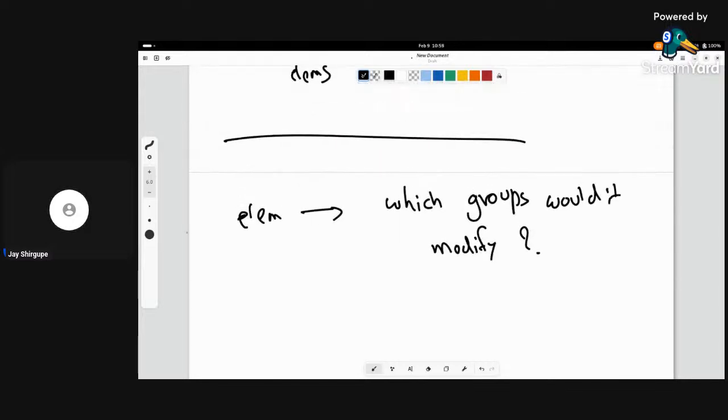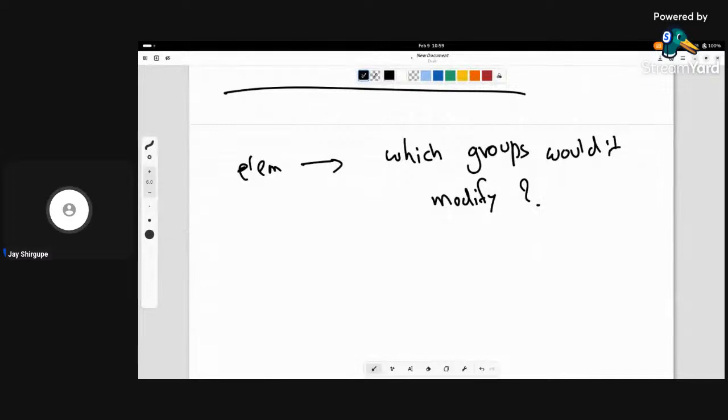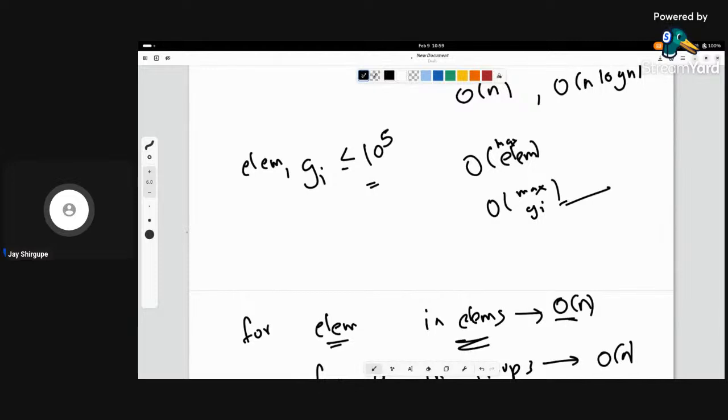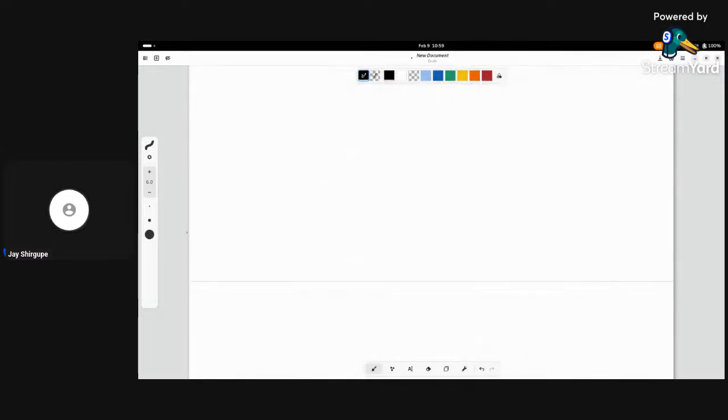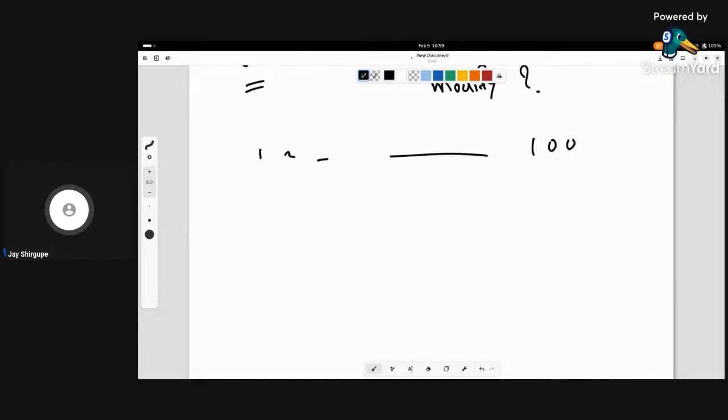Now, if you use some maps and some other things, you could get an n log n type solution. But since our max element is bounded above by 10 power 5, you can even use this approach where you say, okay, I have groups at most up to say 100. So the group sizes I have go from 1 all the way up to 100. Now I have an element at index say 0, which is 4. Then which groups would it modify?